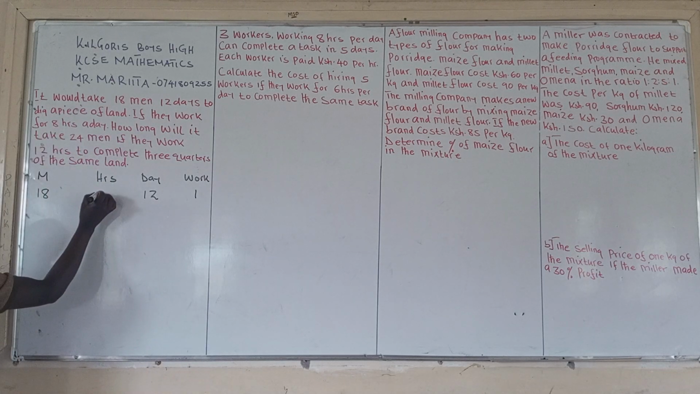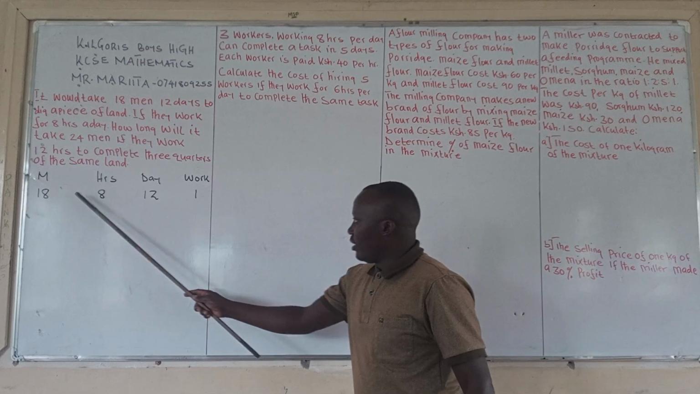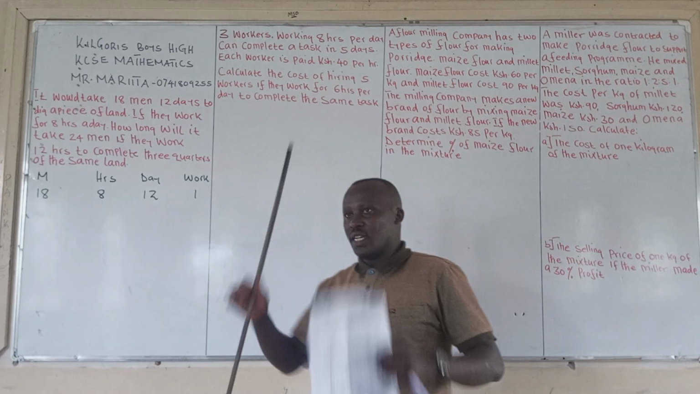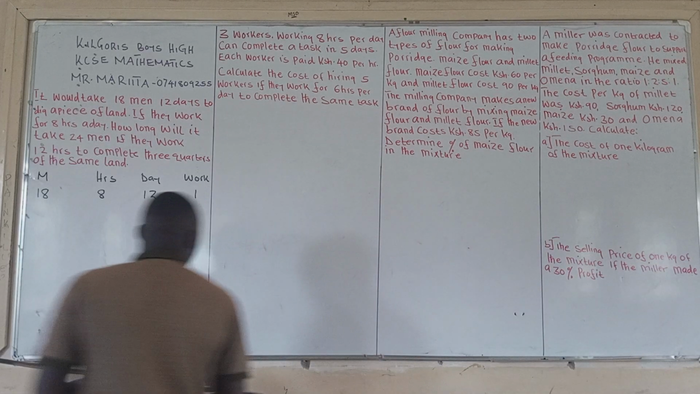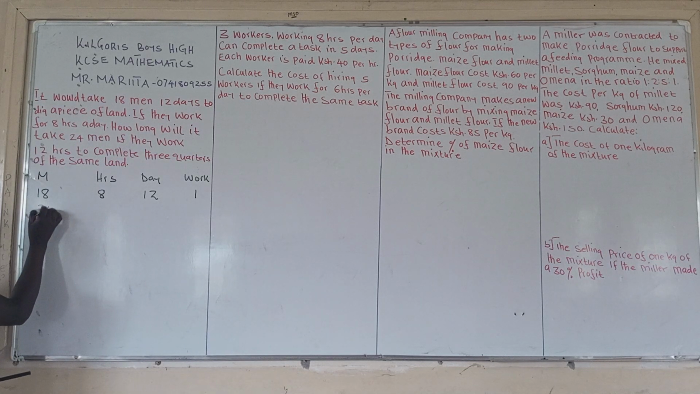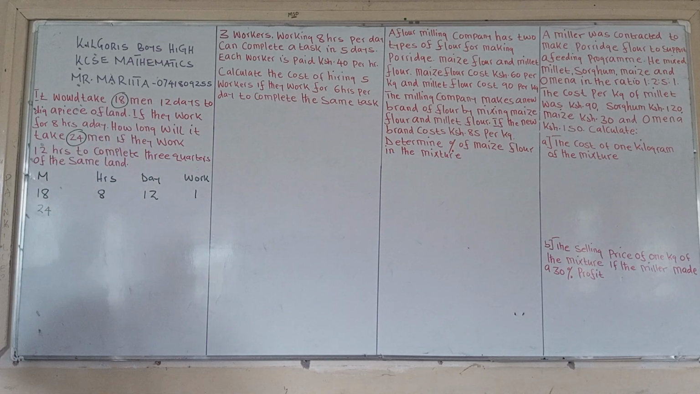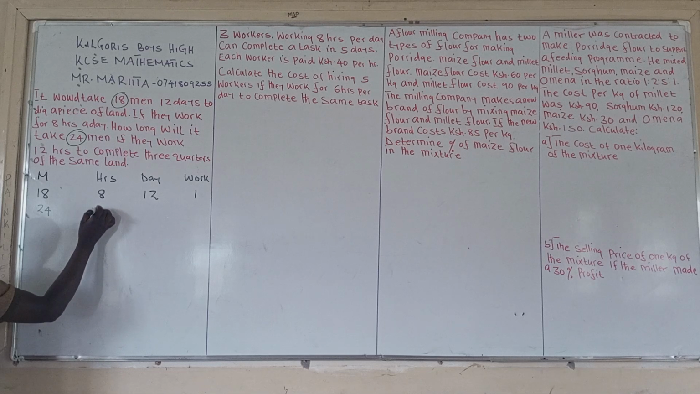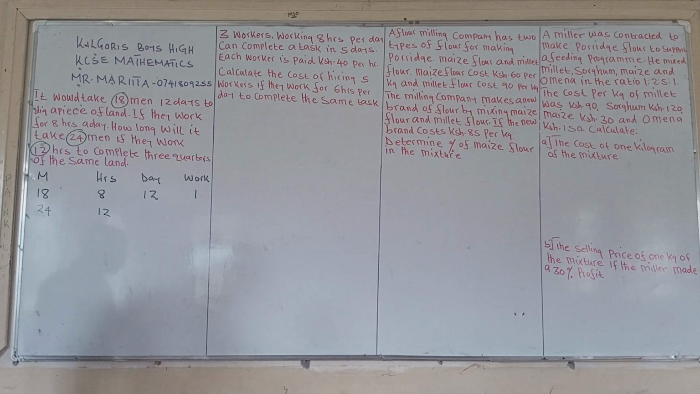These 18 men normally take 8 hours a day. So we have 18 men taking 8 hours a day; in 12 days, they dig one piece of land. So how long will it take 24 men? The number of men has increased from 18 to 24. If they work 12 hours, the number of hours has also increased from 8 hours to 12 hours a day.